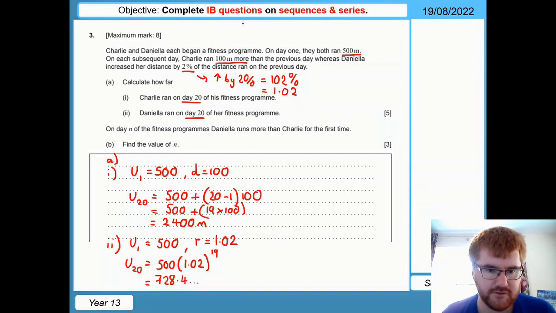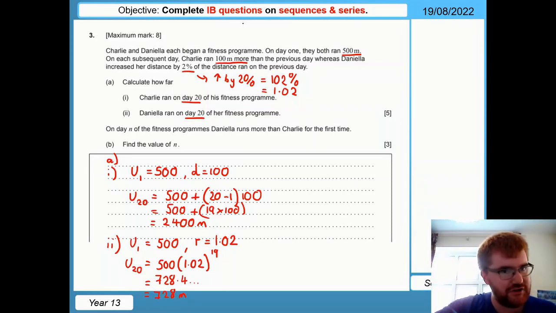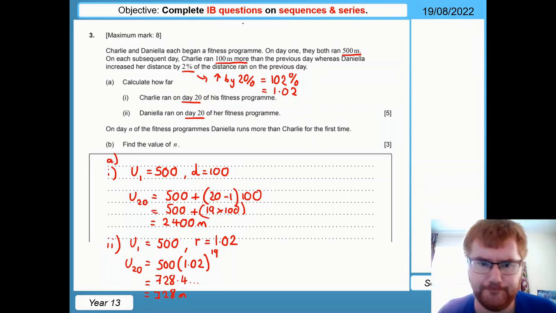728.4. Remember, generally on IB exams you want 3 significant figures, so we want to then do 728 meters. So notice Charlie is doing a lot of fitness after day 20. Daniela not so much, but you can see that changes as we go through the fitness program.